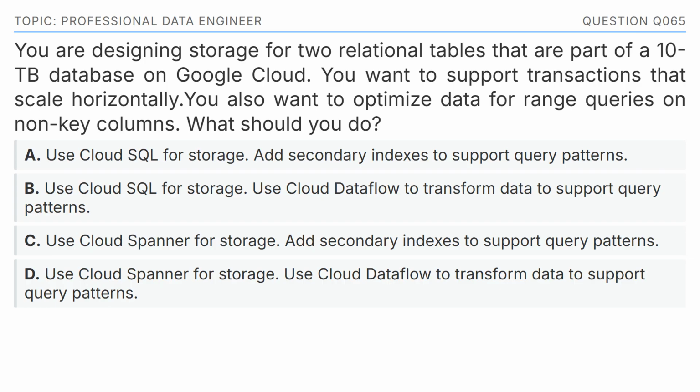What should you do? The options are: Option A, use Cloud SQL for storage. Add secondary indexes to support query patterns. Option B, use Cloud SQL for storage. Use Cloud Dataflow to transform data to support query patterns. Option C, use Cloud Spanner for storage. Add secondary indexes to support query patterns. Option D, use Cloud Spanner for storage. Use Cloud Dataflow to transform data to support query patterns.